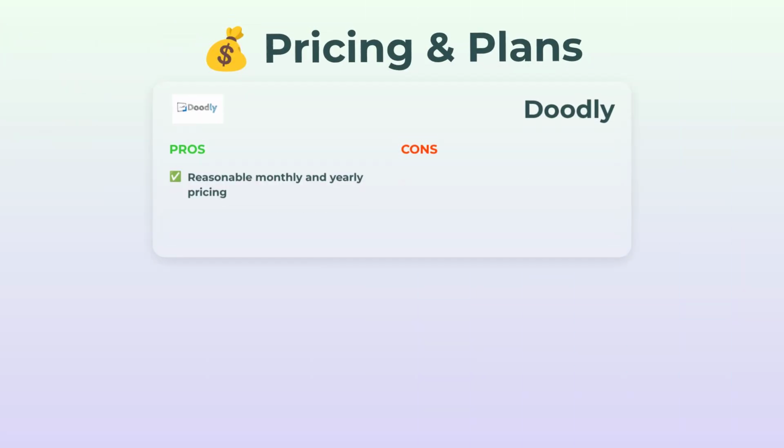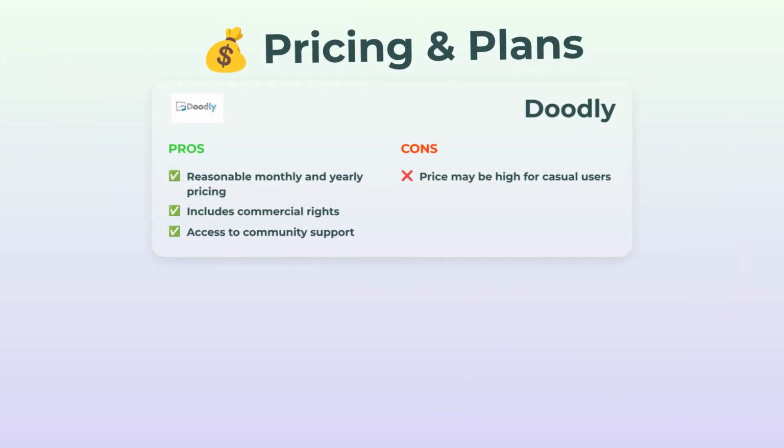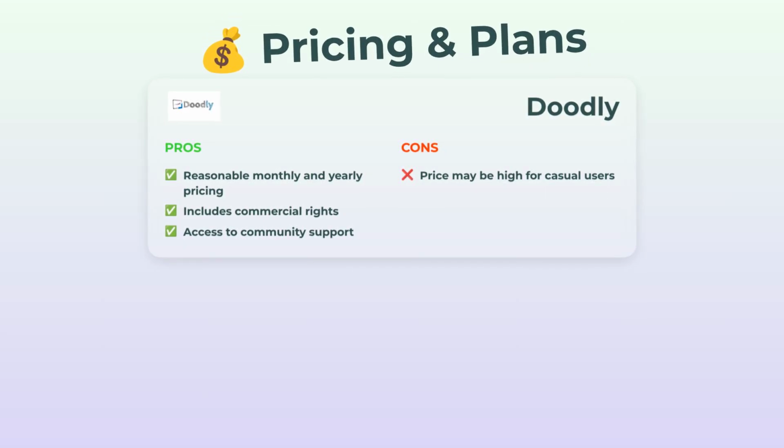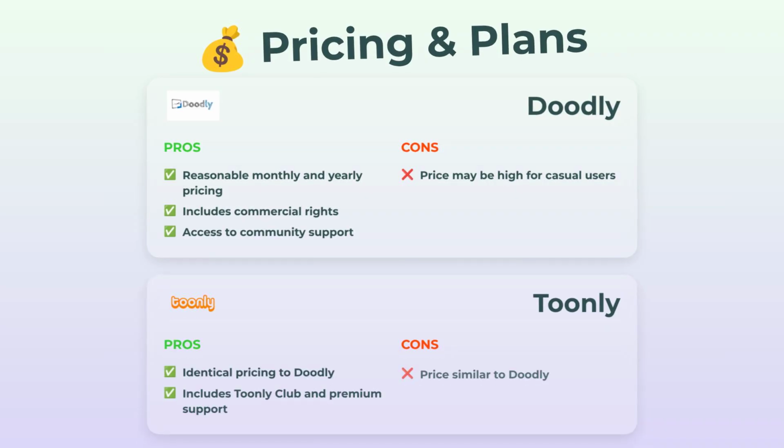Let's kick off with pricing and plans. So Doodly comes in with pricing that's honestly reasonable for what you get. You pay per month or year. Commercial rights are standard. You get access to their community, all that good stuff. But yeah, for pure hobbyists, the cost may feel a little high.